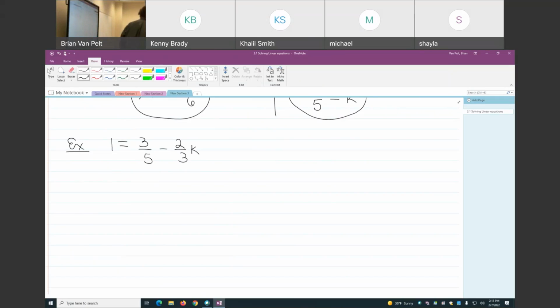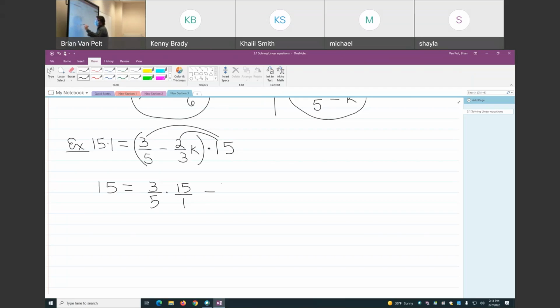15. Watch what I'm going to do. I'm going to take this equation and multiply the left-hand side by 15 and the right-hand side by 15. Now, as I multiply it through, I've got 15k on the left. On the right, I've got my 3/5. I'm going to use the distributive property to get the times 15. I'll put a 15/1 minus 2/3 times 15/1.